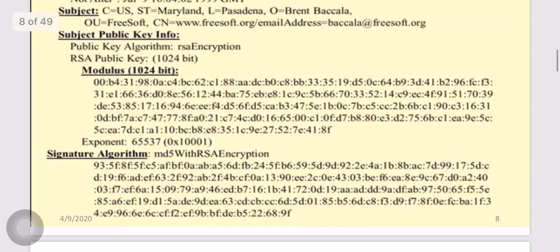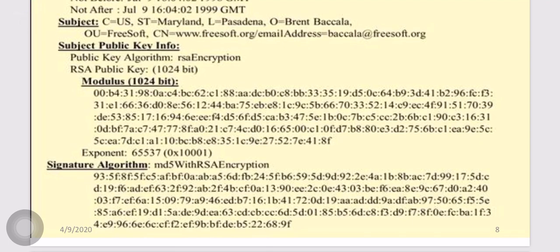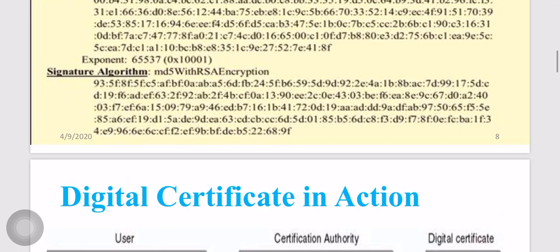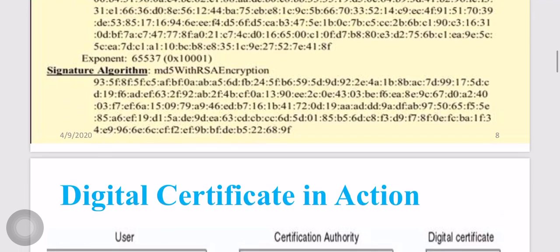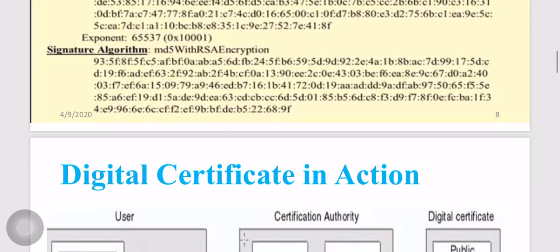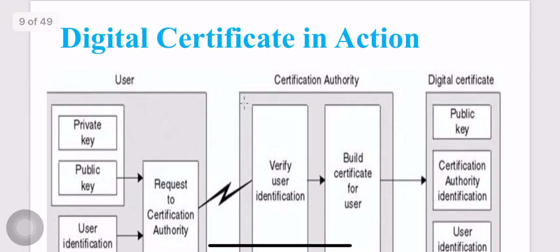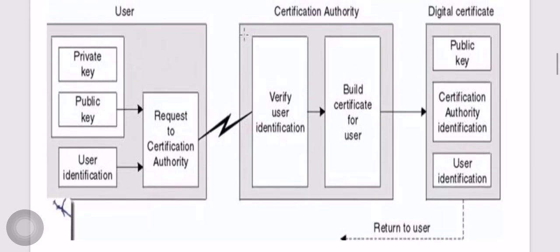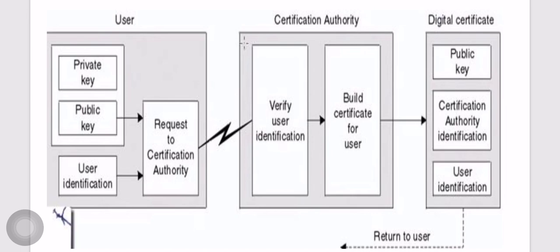Once the certificate is issued to the respective user, or it might be for the respective organization or institution, how it will be generated and how the process of certification is done can be seen in the next architecture, and I'll call it how a digital certificate works, or digital certificate in action. Whenever the user wants a certificate, he has to send a request to the certifying authority.